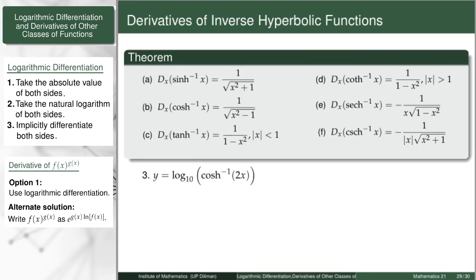Now let's have one last example, which is the derivative of log of cosh inverse 2x to the base 10. Of course, this is just a simple application of your chain rule. I'll differentiate the logarithm, and that's just 1 over the argument, cosh inverse 2x, times ln of my base. That's the first function. The next will be cosh inverse.